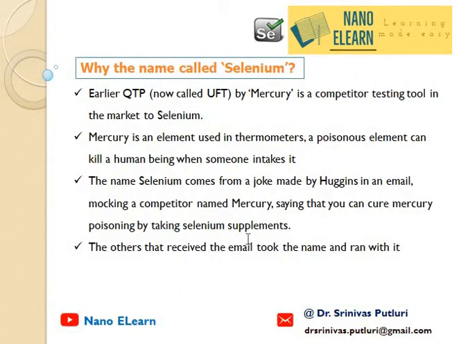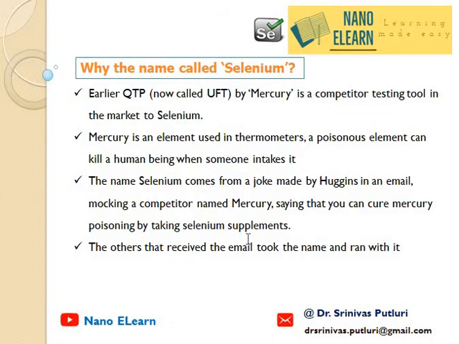Why the name called Selenium? Earlier, we had a competitor tool for Selenium known as QTP. Now, it is owned by HP and called UFT, Unified Functional Testing tool. When it was called QTP earlier, it was owned by Mercury before HP, which was a competitor testing tool in the market to Selenium. Mercury is an element used in thermometers, which is a poisonous element. When a human being takes it, it kills him. So it is that dangerous when someone ingests it.